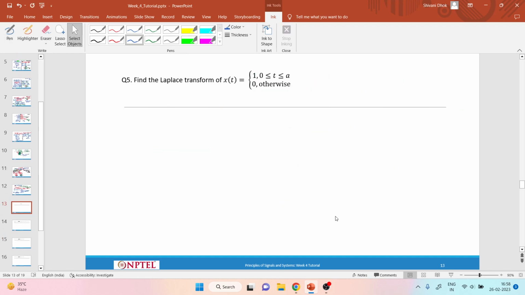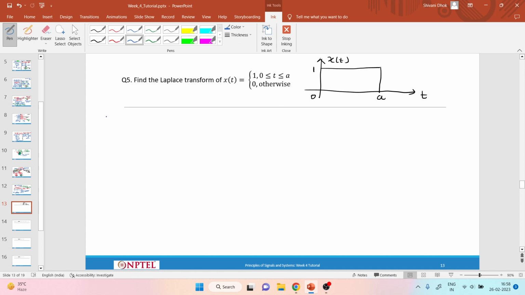Okay, let's look at the next question then. So here we are given this signal x of t is equal to 1 for t which is from 0 to a, and it is 0 otherwise. So if I sketch this signal, it is something like this. This is my t axis, this is my x of t, this is 0 and this is a, and it takes a value of 1 from 0 to a, and then it is 0 otherwise.